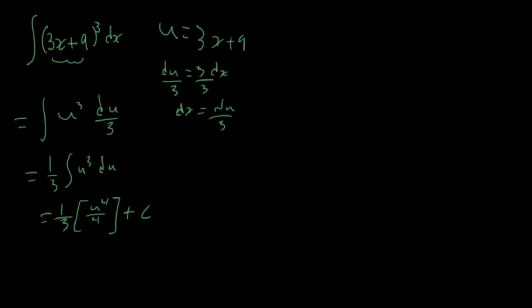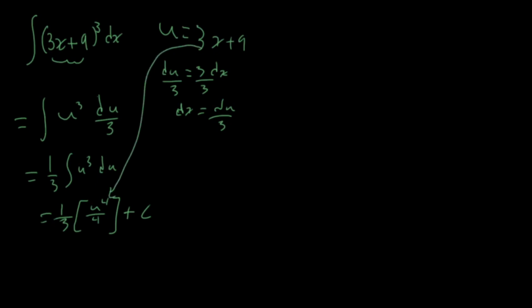On the AP, this is an acceptable answer. Don't simplify when you don't have to. In other words, this is just u to the fourth over 12 plus c. This is what we're going to get at the end. But wait, we need it in terms of x and not u. So what do we do? Simple. We just plug this back in.